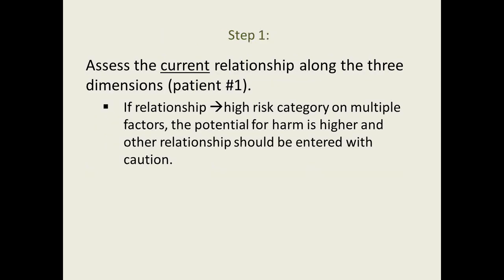Okay, so we're going to go through each step with our initial case that we presented to you. So, assessing the current relationship along the 3 dimensions for patient 1. If our relationship ends up being in a high-risk category on multiple factors, then we're going to consider the potential for harm to be higher and our level of caution to be higher.